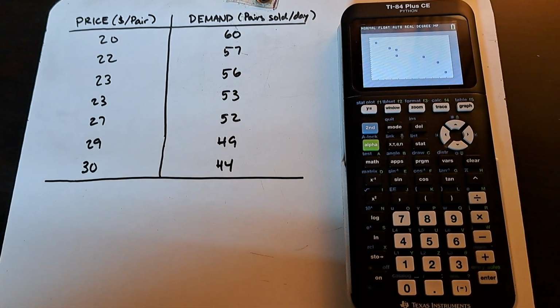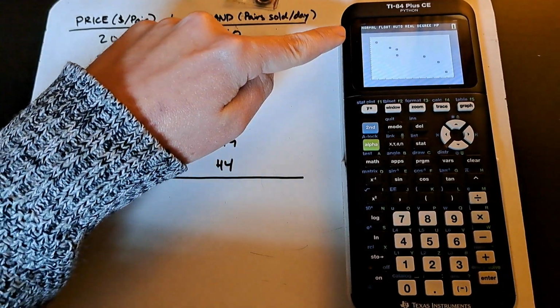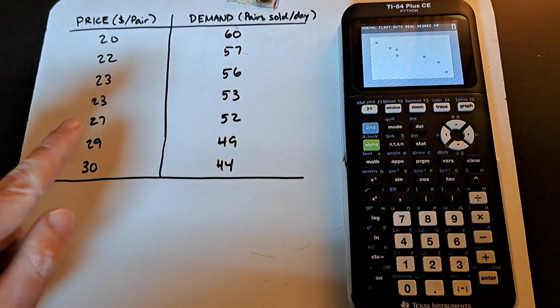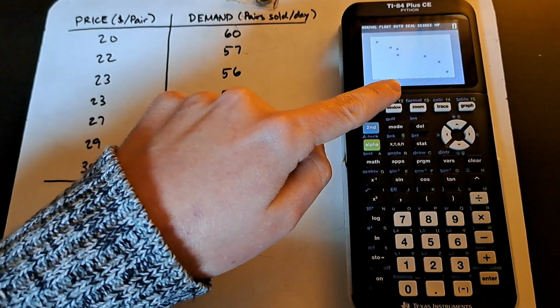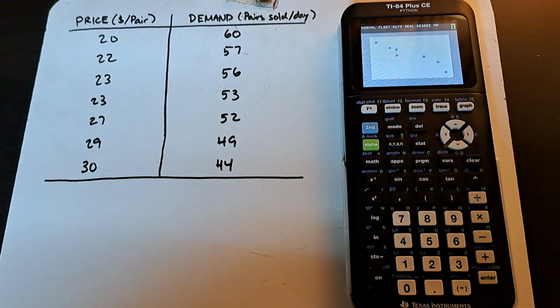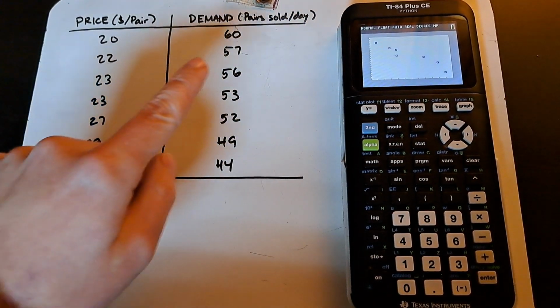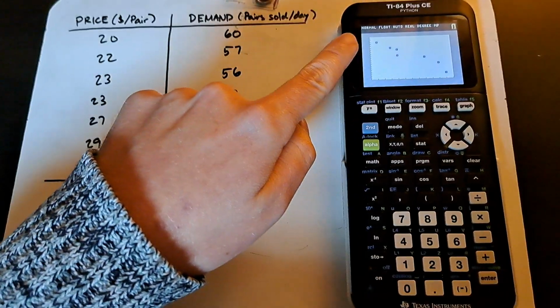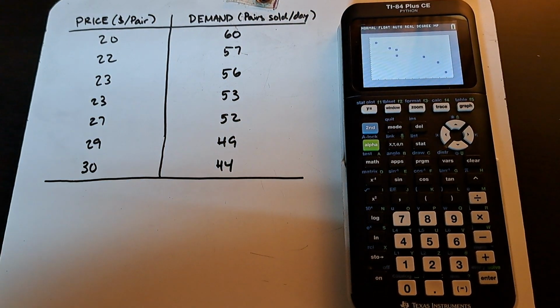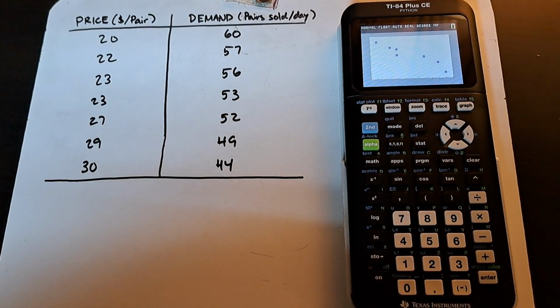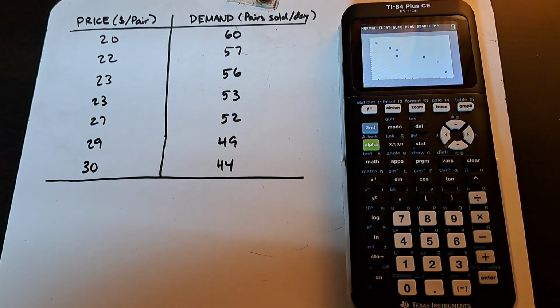Now, what can I figure out from this trend? Remember that over here on my y-axis, I have the demand that I'm looking for, and over here on the x-axis, I have my price. Well, if you look at the trend of this data, it's trending downwards. It looks like as the price increases, the demand for this pair of jeans at this price seems to decrease.